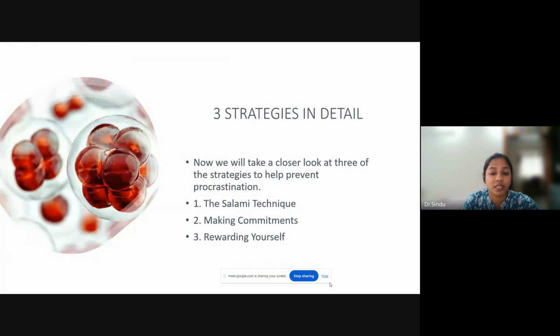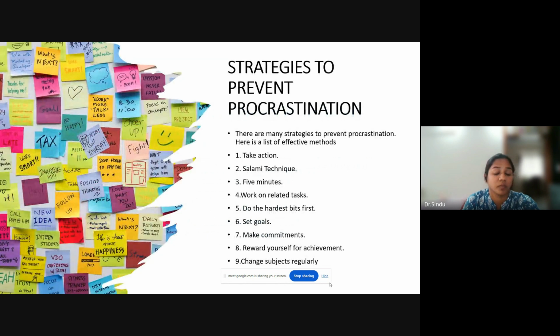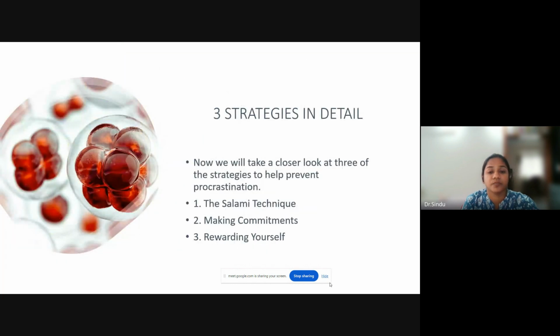Set goals. When you are not setting goals, it always gives indirection to people. Make commitments. Always be crystal clear about your commitments. Reward yourself for your achievement. When you achieve something, you have to reward yourself. Change subjects regularly, so that you cannot procrastinate your work on that particular subject. So these are all strategies against procrastination.